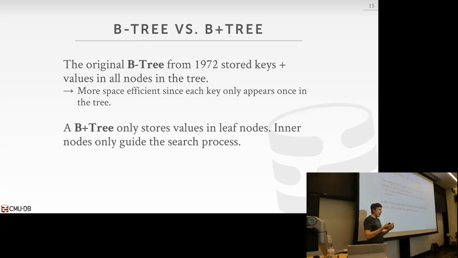In a B+ tree, I only make changes to the leaf nodes. I may have to propagate changes up above, but I only go in one direction.